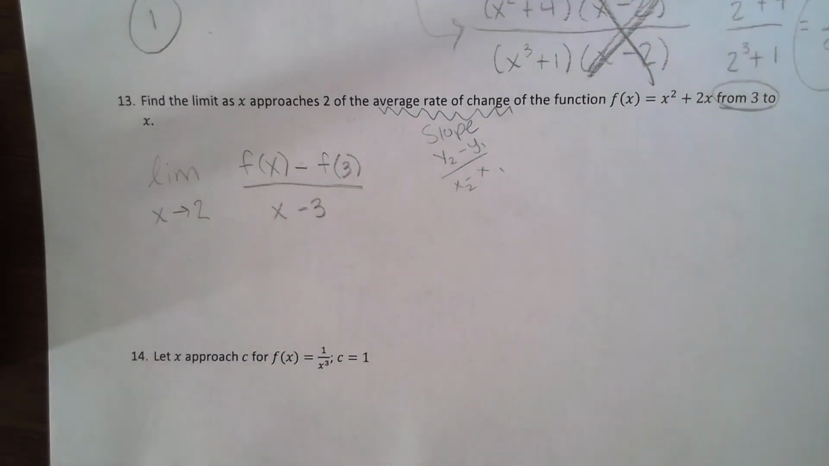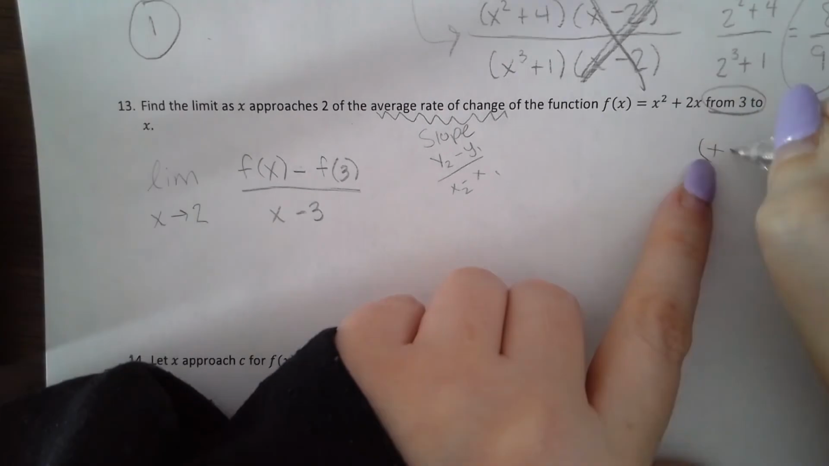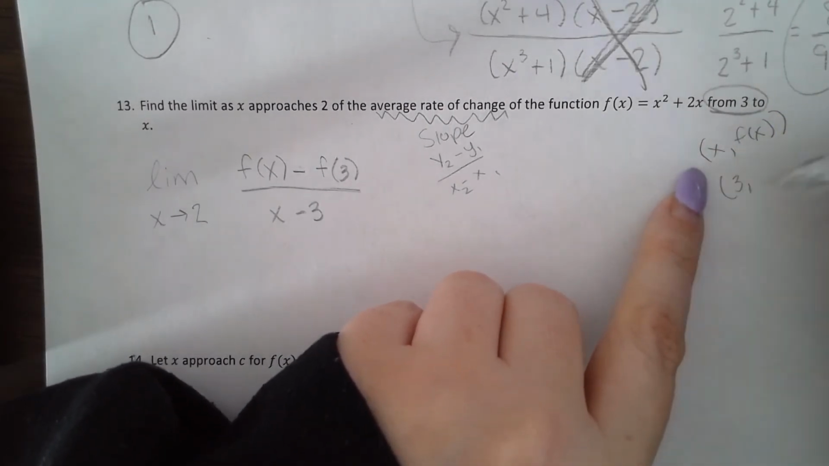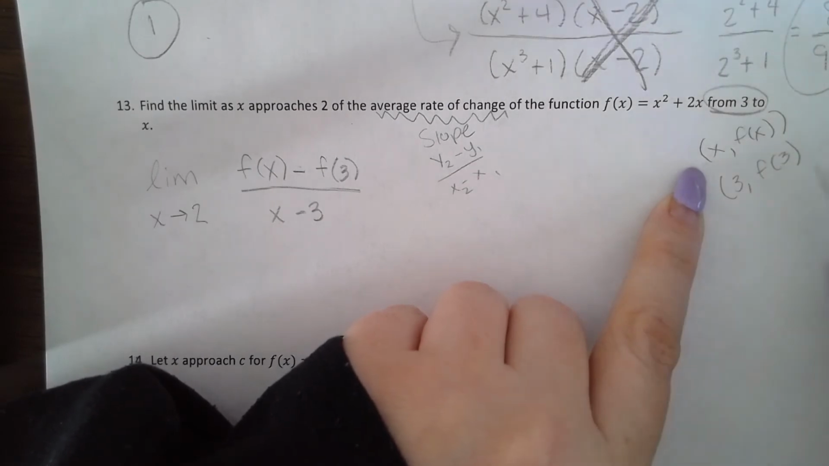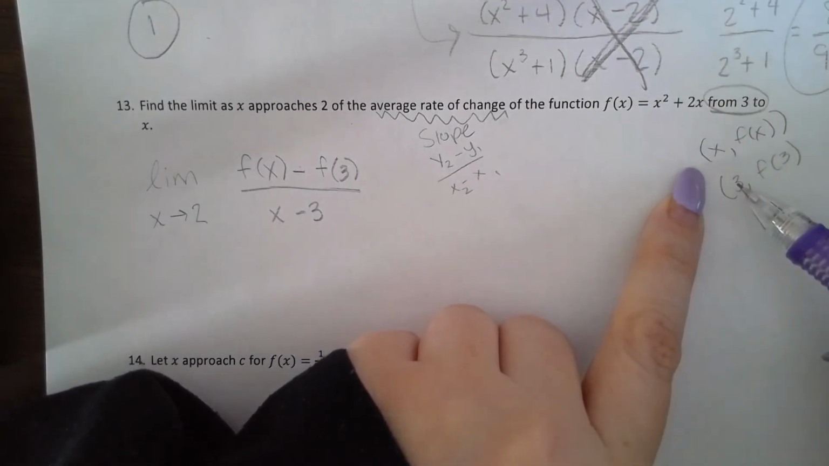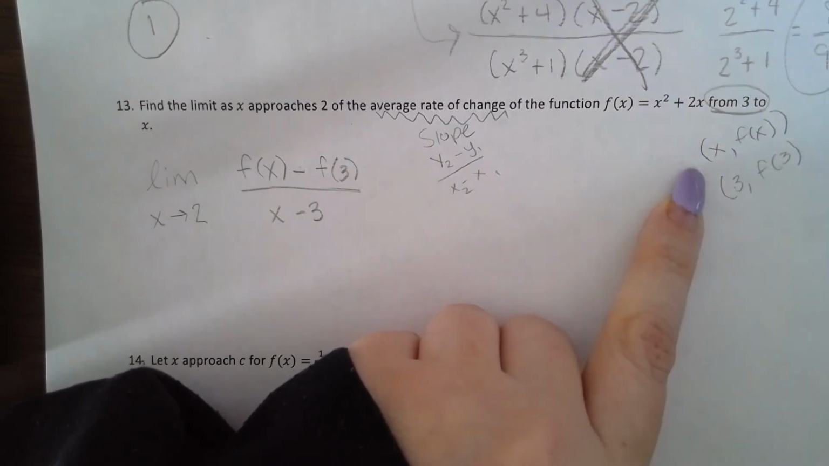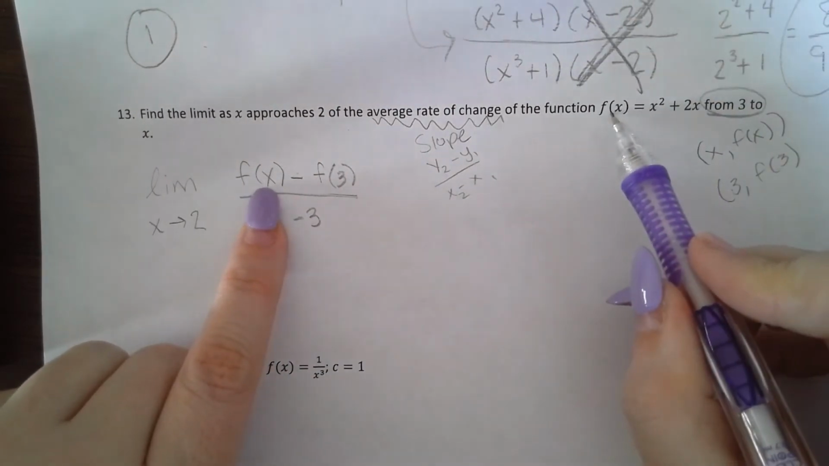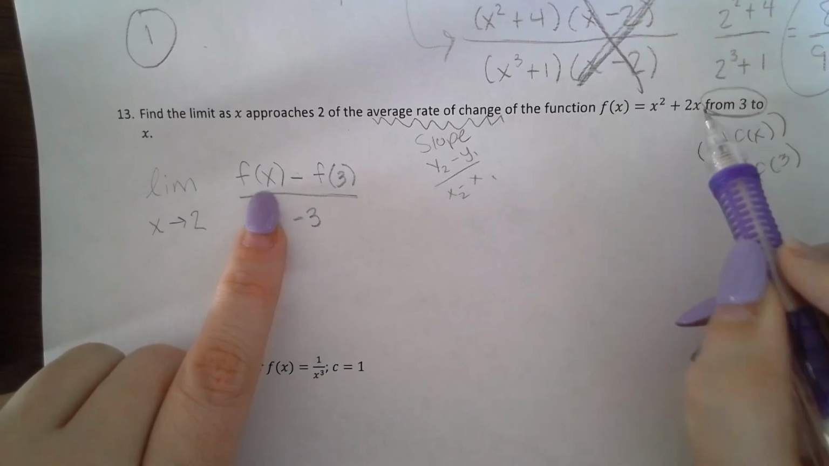Okay, it's like we have two ordered pairs. We have x comma f of x, and then we have 3 comma f of 3, right? So we've got y minus y, x minus x. It's just the slope, y minus y over x minus x. That's what rate of change means. So now we're going to go ahead and plug these in. So f of x is right here. f of x equals x squared plus 2x.